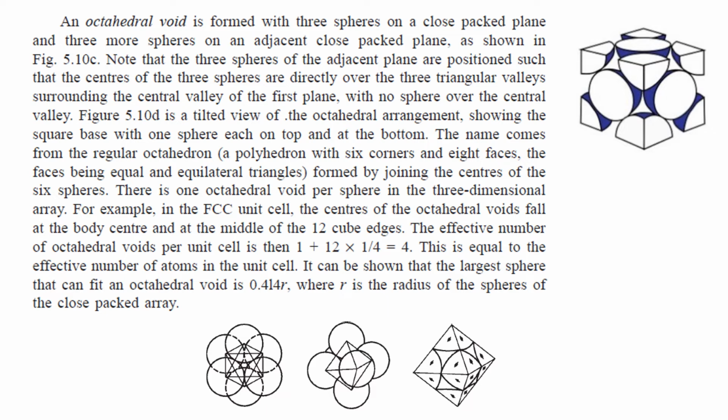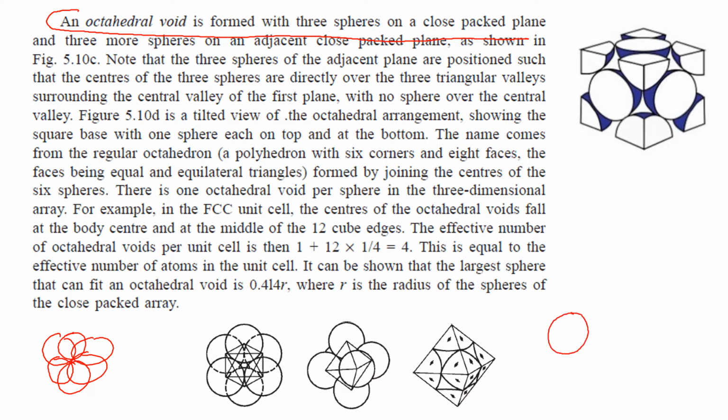An octahedral void is formed with 3 spheres on a close packed plane and 3 more spheres on the adjacent close packed plane. Like this, comes like this 3. Then the next close packed plane will be like this. Note that these 3 spheres of the adjacent plane are positioned in such a way that the centers of the 3 spheres are directly over the 3 triangular valleys surrounded by the central valley of the first plane.